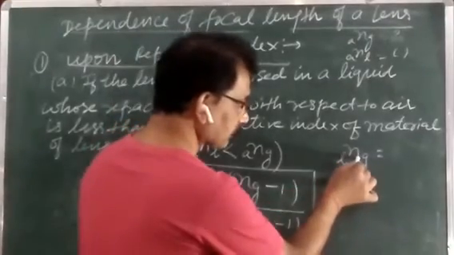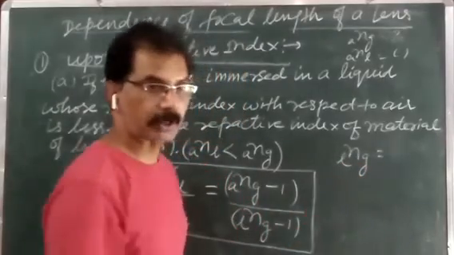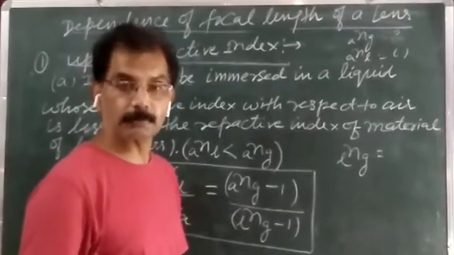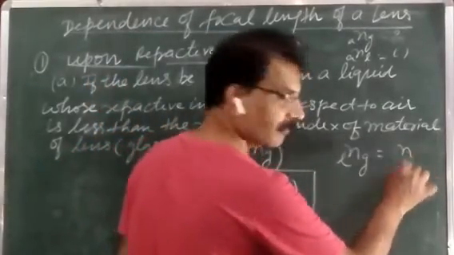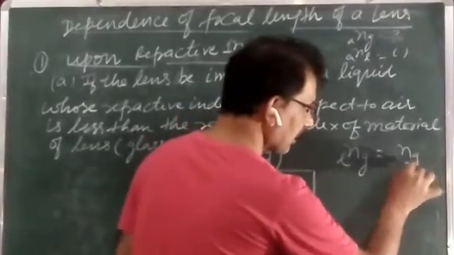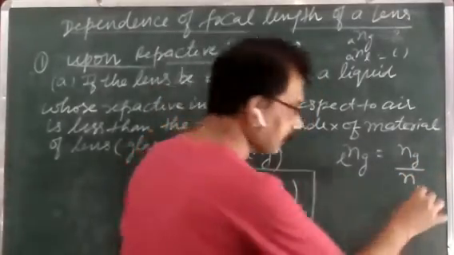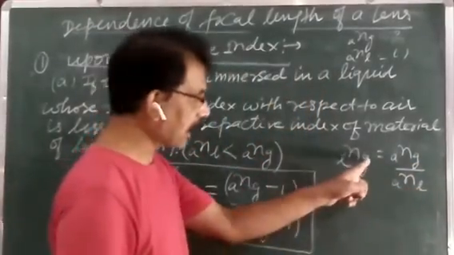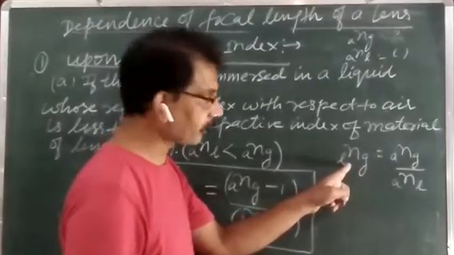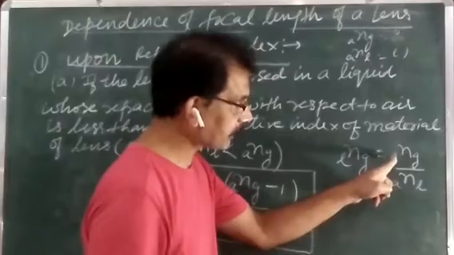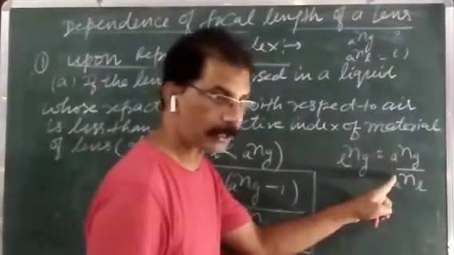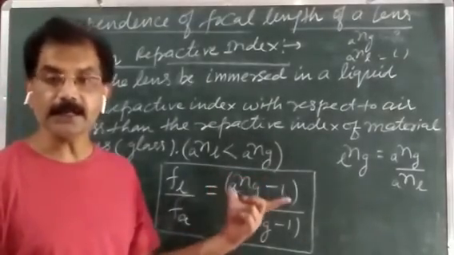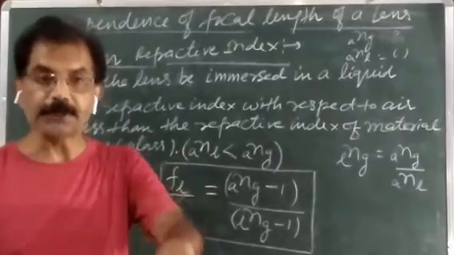Here, this refractive index of glass with respect to liquid you can write in terms of their absolute refractive index. And how do you write it in terms of their absolute refractive index? Refractive index of glass with respect to liquid is equal to refractive index of glass with respect to air upon refractive index of liquid with respect to air. So by using this formula we can find out the focal length of that lens in that liquid or in that medium in which it is kept.